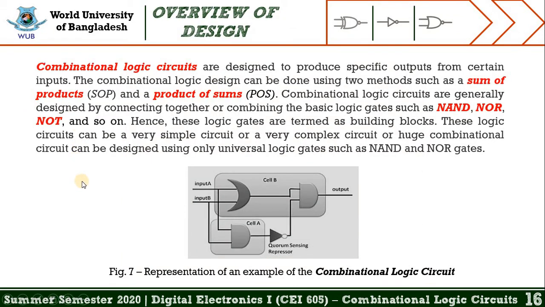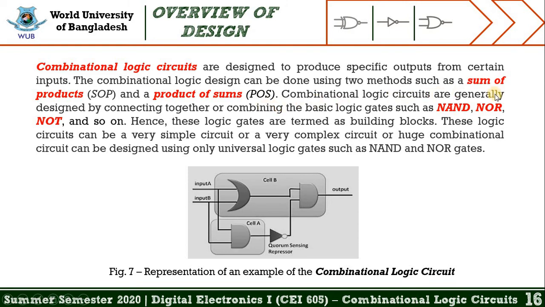Now from this slide we may learn an overview of combinational logic circuit design. So let's start. Combinational logic circuits are designed to produce specific outputs from certain inputs. The combinational logic design can be done using two methods: a sum of products, in short SOP, and a product of sums, in short POS.